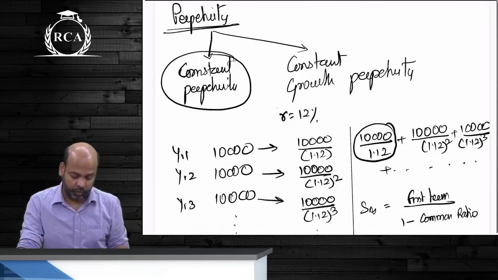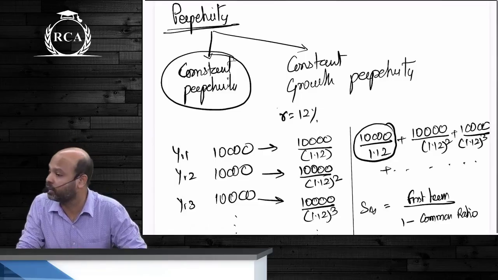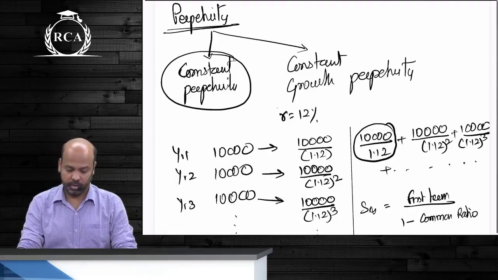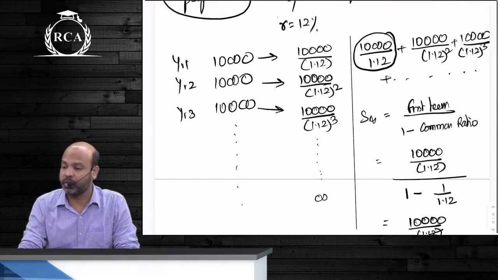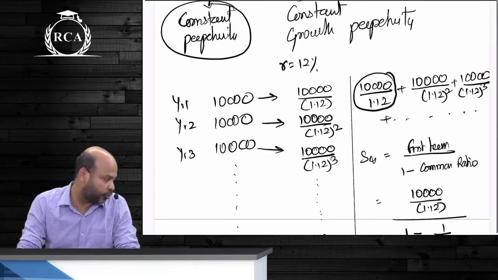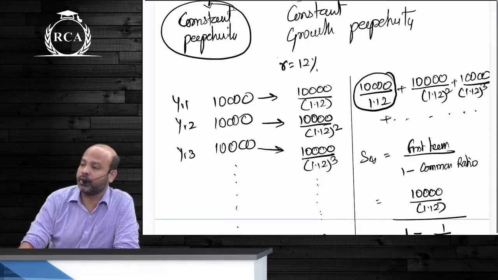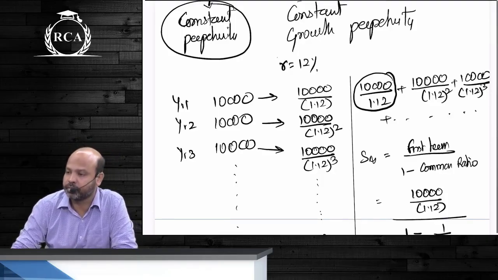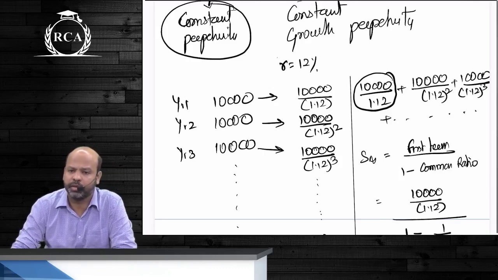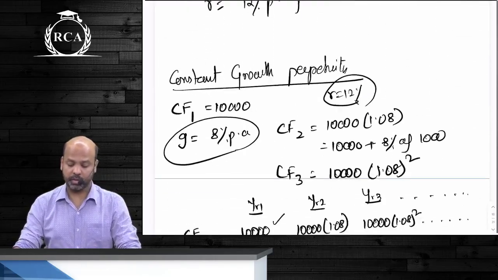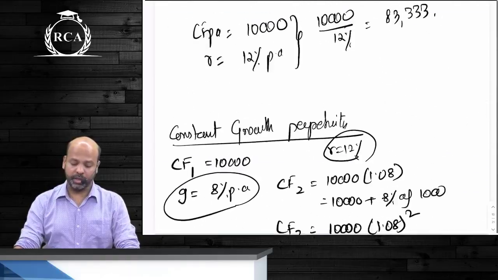Is where the cash flows will increase at a constant rate. Now, side heading beta: present value of constant perpetuity. Constant perpetuity. Cash flow per annum 10,000.